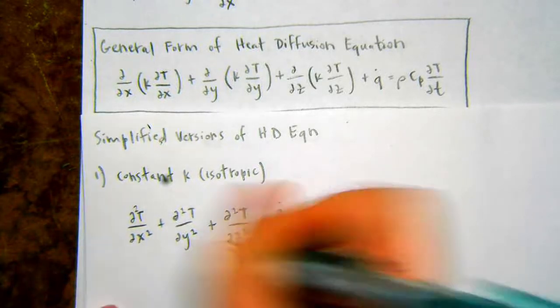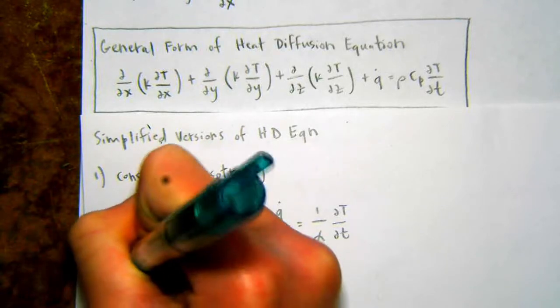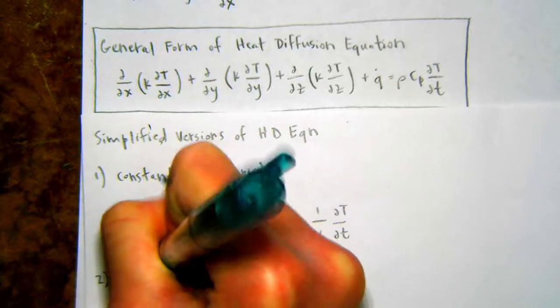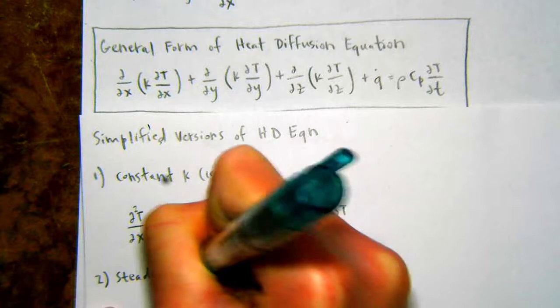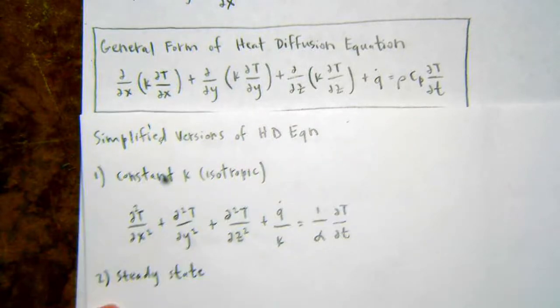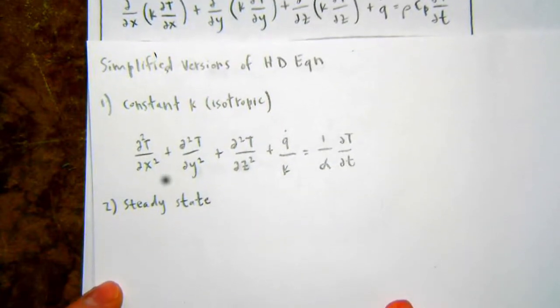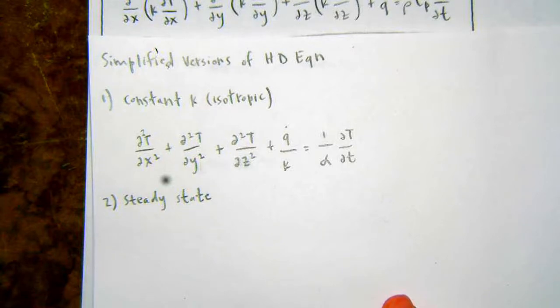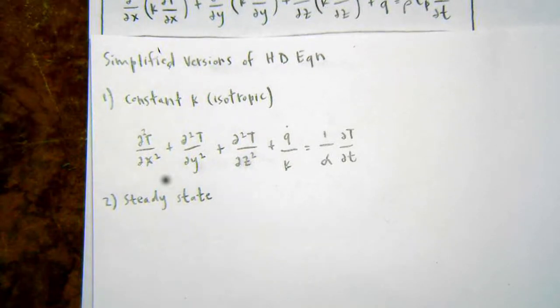So the isotropic form, there's also steady state, which everything we've done so far, we've assumed steady state, so we're assuming no variation in time. And going through here, I'm just going to take the general form and then apply one assumption to it, but you can obviously combine assumptions and then have a much more simplified version.